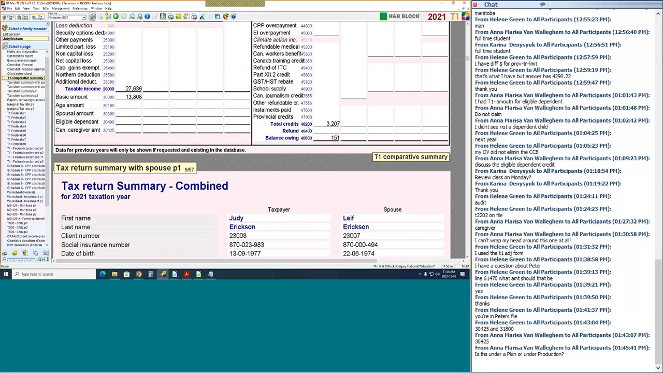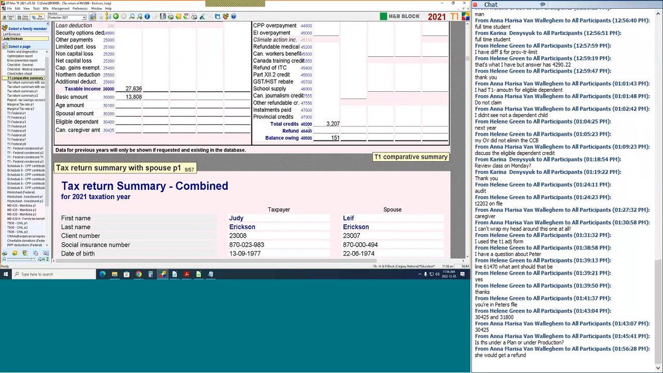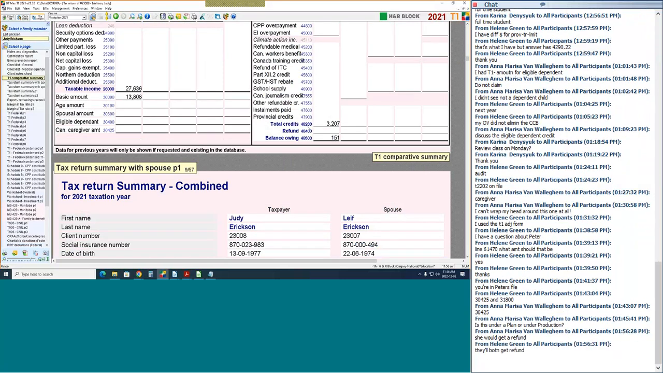Judy's owing money. If I changed the donations, she wouldn't be owing money. So what I would like you to do, if you haven't already done it, try to get the computer to do that. If we talk her into saying, you know what, let's do it this way, you both get a refund. It's going to give us a lot of options in an office setting.